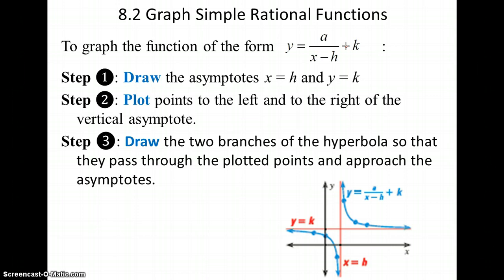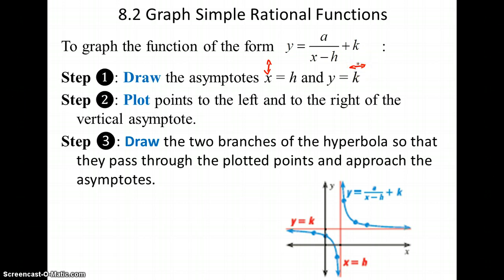Okay, the first step is to draw the asymptotes. The asymptotes are two different lines. The first line is x equals h, which will be our vertical asymptote. Up and down. Very good. And my second one is y equals k, which will be my horizontal asymptote. Left to right. Thank you very much.